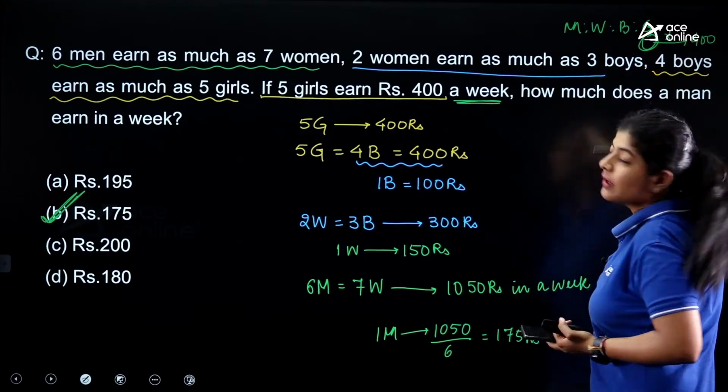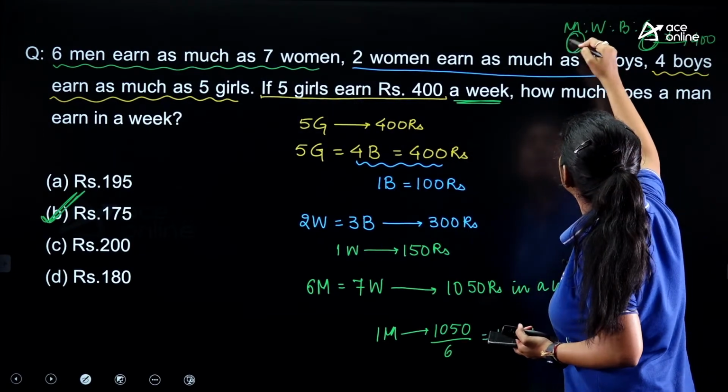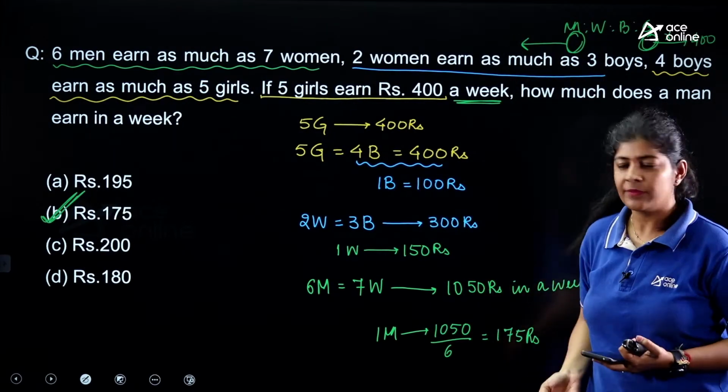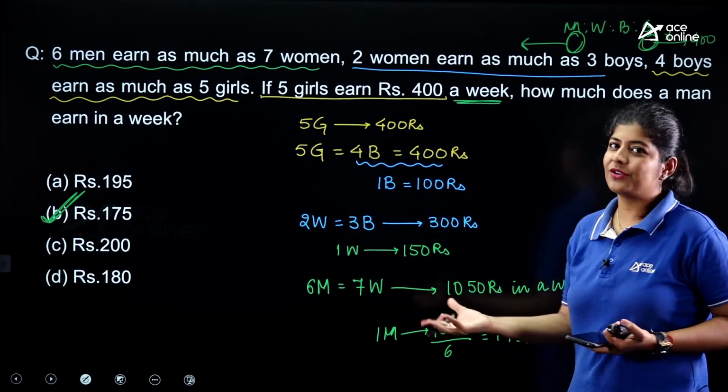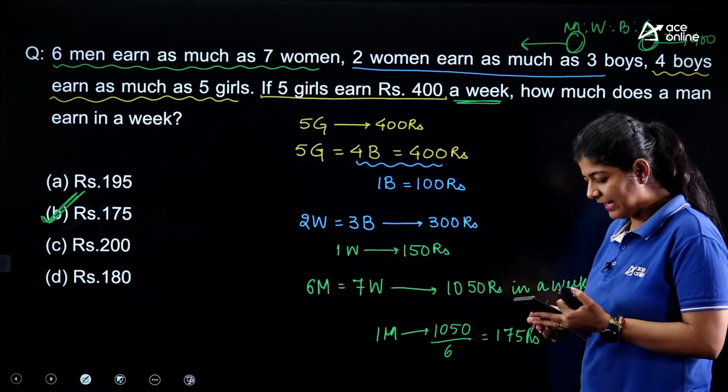Just simply find out the multiple and multiply the same thing with this one and you will get your answer. So I guess this method is quite easier. There's no such calculation. You can easily get the values, right?